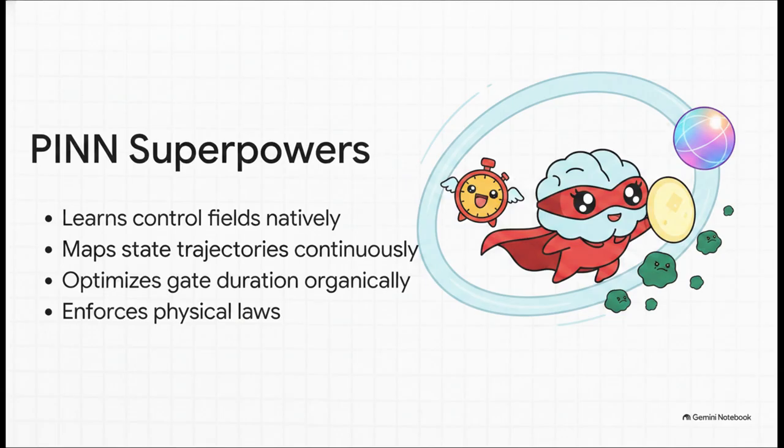And amazingly, it optimizes the total duration of the gate entirely organically. Instead of a human trying to guess how long the pulse should be, the AI just learns the optimal timescale to complete the rotation while fighting off environmental decay. It treats the pulse, the path, and the time as one unified physical process.